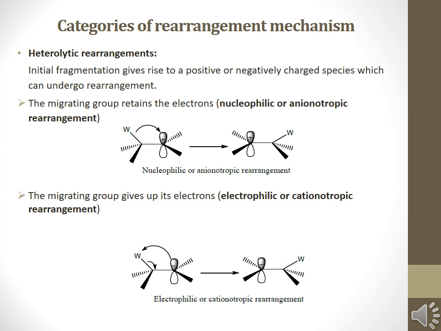It should be noted that in the heterolytic rearrangements, there should be an electron deficient or electron excess site adjacent to the migration origin, facilitating the migration of the migrating group.